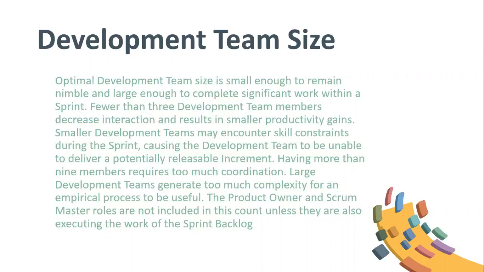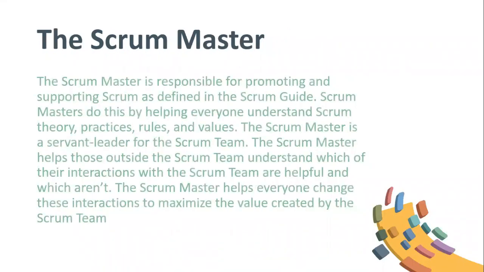of the sprint backlog. The Scrum Master. The Scrum Master is responsible for promoting and supporting Scrum as defined in the Scrum Guide. Scrum Masters do this by helping everyone understand Scrum theory, practices, rules, and values. The Scrum Master is a servant leader for the Scrum team. The Scrum Master helps those outside the Scrum team understand which of their interactions with the Scrum team are helpful and which aren't. The Scrum Master helps everyone change these interactions to maximize the value created by the Scrum team.